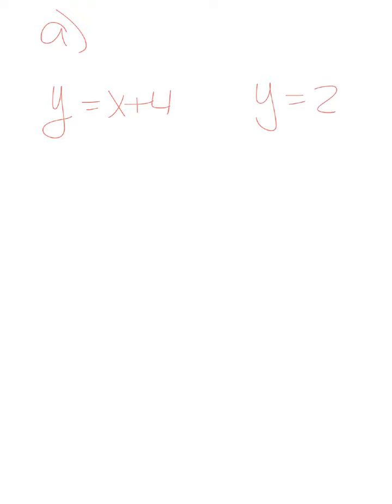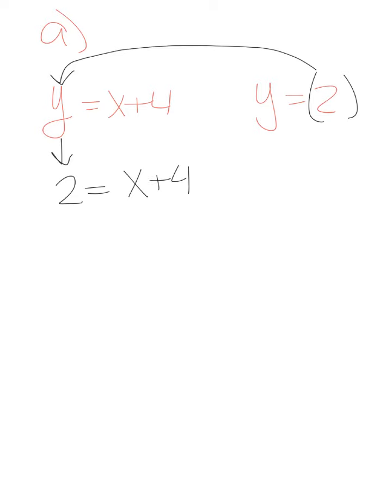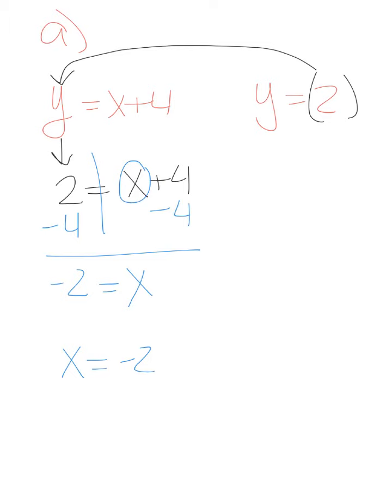Again, equals means equivalent to. So I'm going to take my y equals 2 and plug it into my first equation where I see y. Equals means equivalent to, so y is the same thing as 2. So 2 equals x plus 4. I'm going to draw my line through my equal sign, circle my x, can't touch it, what can I touch? Opposite of positive 4 is negative 4. 2 minus 4 is negative 2. That means x equals negative 2.